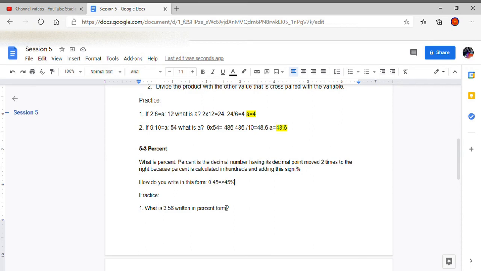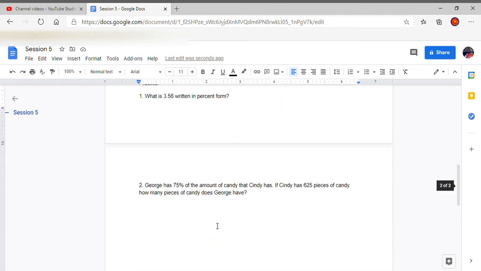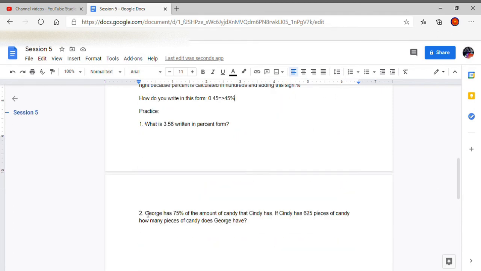So we just have to move it. Okay, actually, I'm going to let you guys do this. And then the second one is here. Number 2. George has 75% of the amount of candy that Cindy has. If Cindy has 625 pieces of candy, how many pieces of candy does George have? So hopefully you pause the video and solve both of them. If you didn't understand them or you haven't done it, then pause it now and I will go over them now.